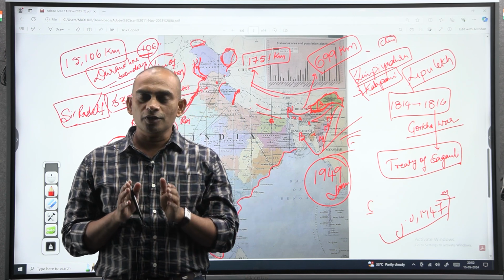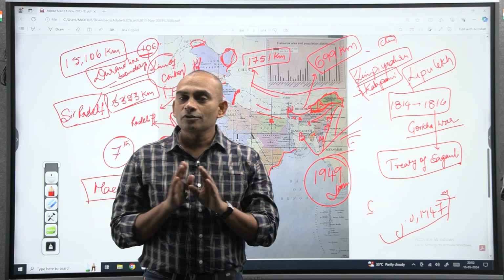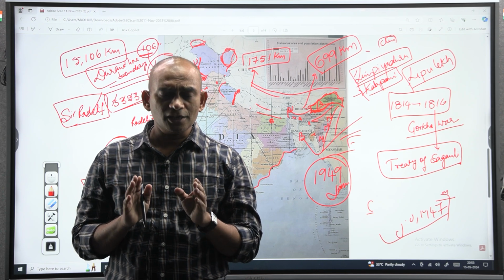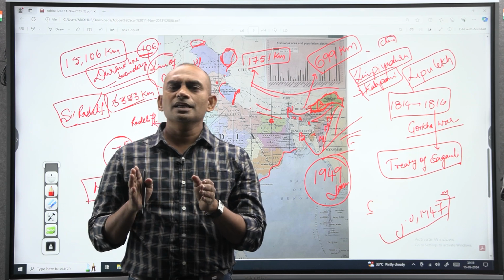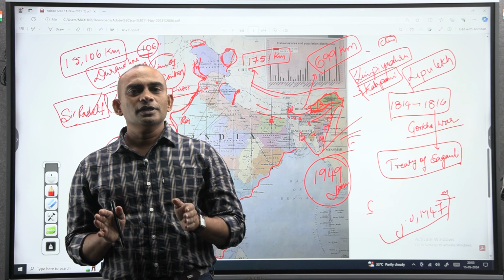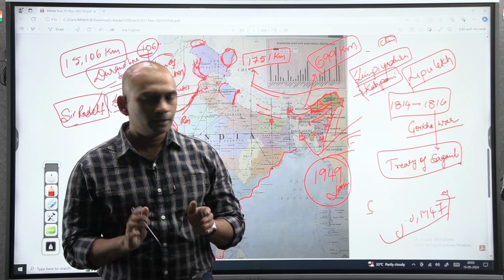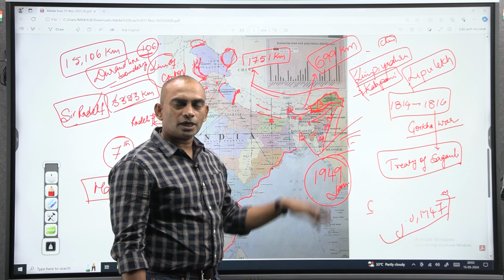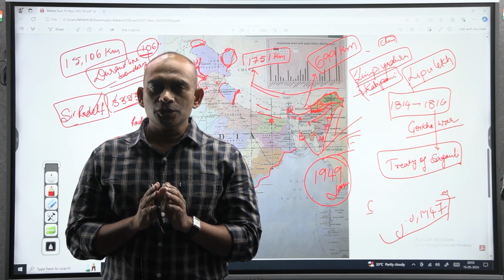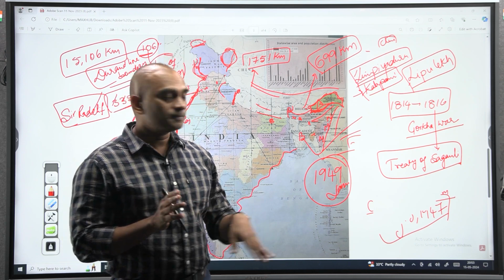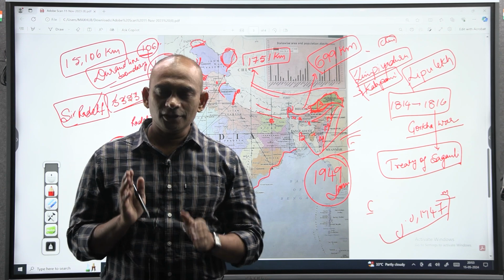So how much border are we sharing? 1751 kilometers. So we don't require any passport. That means we don't require any visa to visit Nepal. Okay, passport means some identification proof is required. Otherwise, there is no need of a visa to visit Nepal. And the same thing applies to Bhutan as well. If you have some kind of identification card, that is more than enough. There is no need to have a visa to visit Bhutan. So we are sharing 699 kilometers with Bhutan.